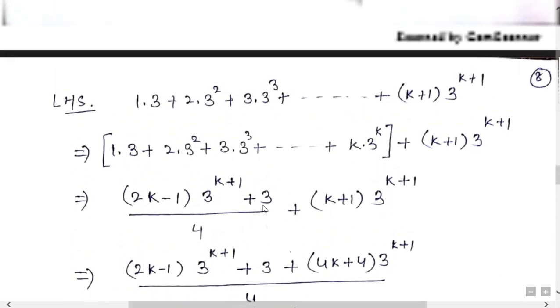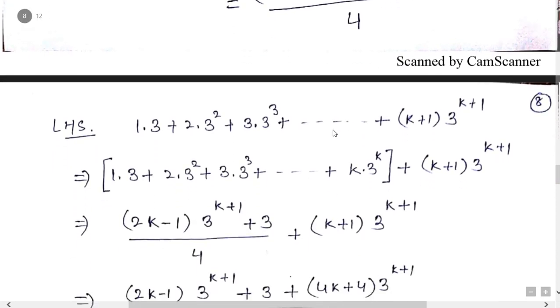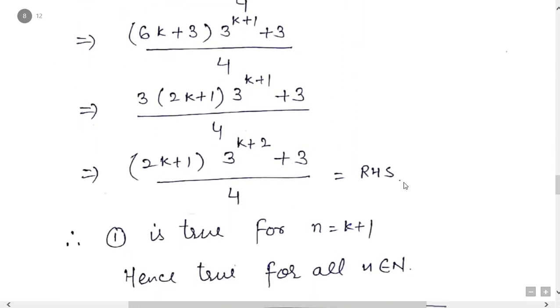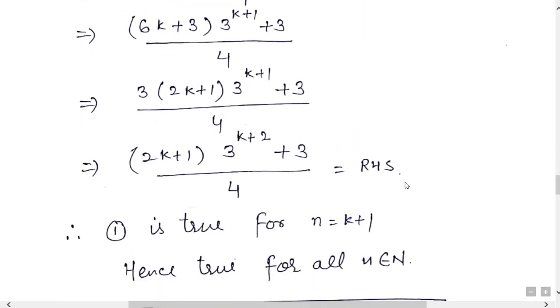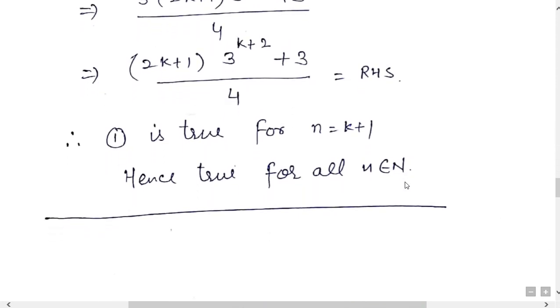Let us check the right hand side. 2k plus 1, 3 raised to power k plus 2 plus 3 divided by 4. It is the same value. It's equivalent to the right hand side. Therefore, number 1 is true for n is equal to k plus 1, and hence true for all n belongs to natural number.